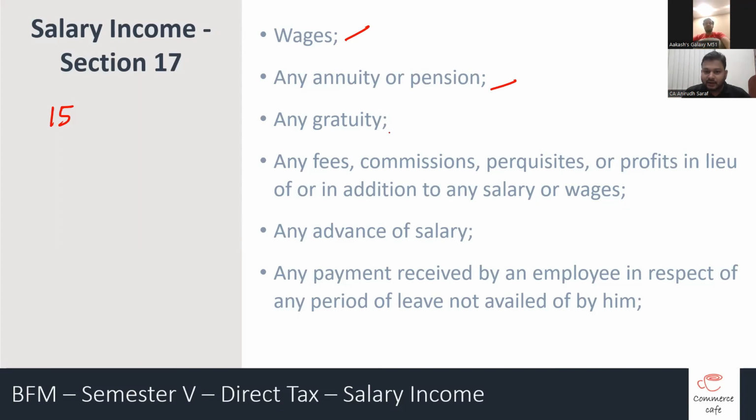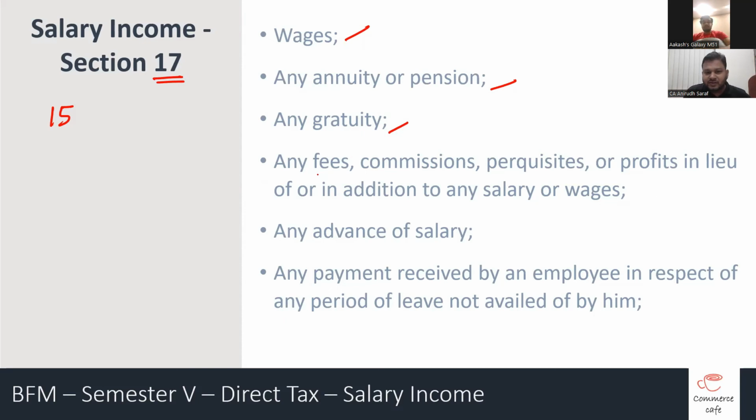Any gratuity. Gratuity is also like that. It's like a retirement benefit. So if you work for a company for 20 years, 30 years, after that, when you retire, you get a big lump sum amount of money. That is called gratuity. It comes through the retirement fund or some other scheme, and that is also treated as salary income. According to section 17, these things are also included in salary.